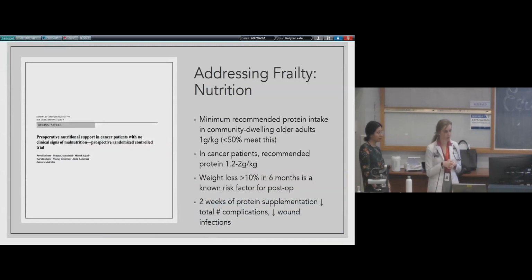Nutrition is another really important part of prehabilitation. The minimum recommended protein intake for all older adults is not commonly met by even those in the community. And then in cancer patients, we recommend that they have even more protein. This is a study that was done not just in frail older adults, but it actually showed that they took a population of older adults who weren't necessarily malnourished based on the mini nutritional assessment, but they gave them Boost, essentially, protein supplementation, and they found that those who had the protein supplementation had less total number of complications, less wound infections.